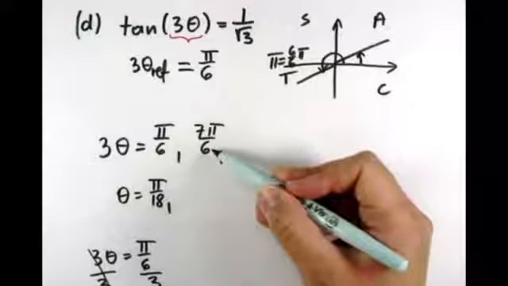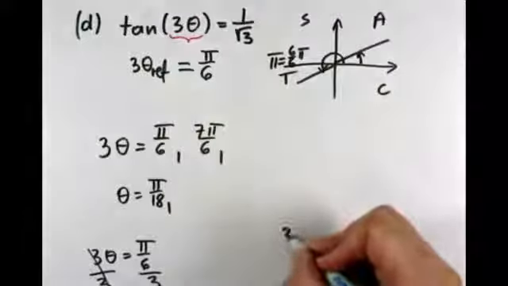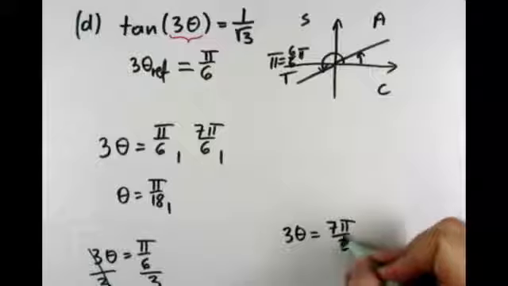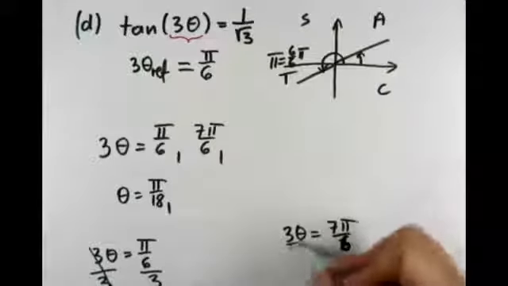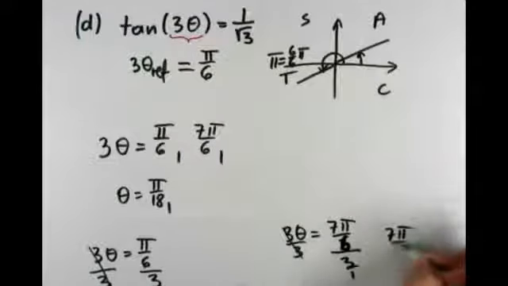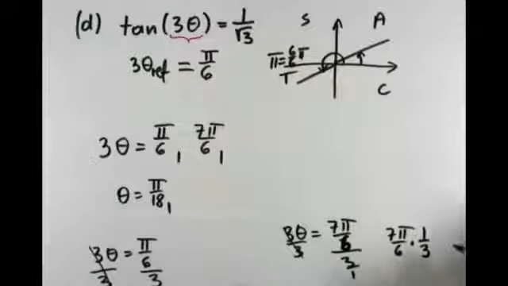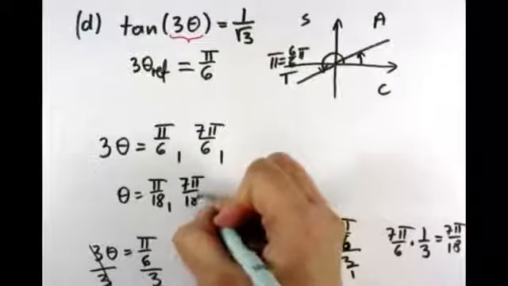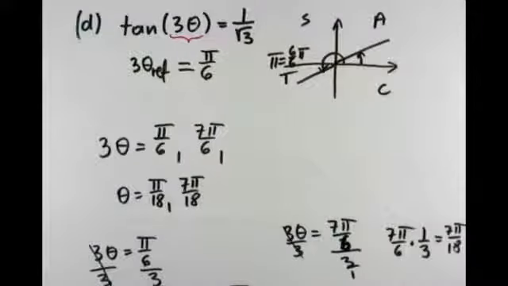And then when I divide this by 3 or multiply times 1/3, 3 theta is equal to 7 pi over 6. I divide by 3, it's like 3 over 1. So that means I have 7 pi over 6 times 1/3. So it gives me 7 pi over 18. 7 pi over 18. I need to go more.